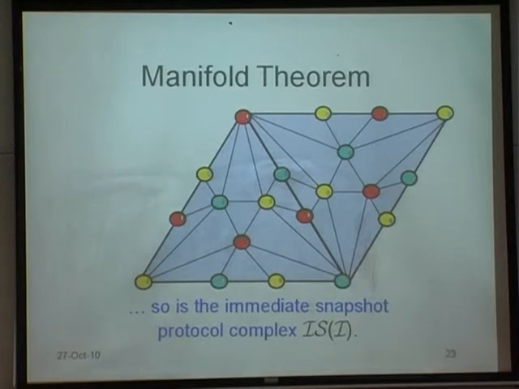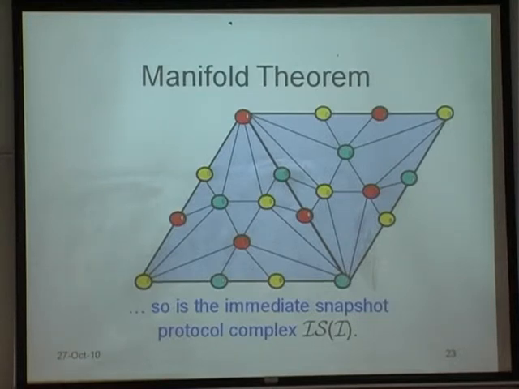So if you start out with a manifold and you run in this immediate snapshot model, then you end up with a manifold. And by implication, if you run multiple rounds of this immediate snapshot protocol, no matter how long you run, it's still a manifold. So it says that manifolds are closed under this kind of operation.